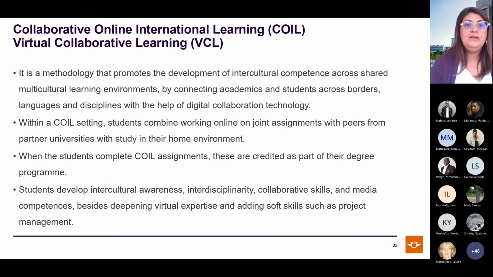So collaborative online international learning and virtual collaborative learning are terms that are used interchangeably, and basically give students an ability to combine working online on joint assignments with their peers at a partner university, and then develop all kinds of competencies through this experience. And it's also, for the academics involved as well, certainly a learning experience.